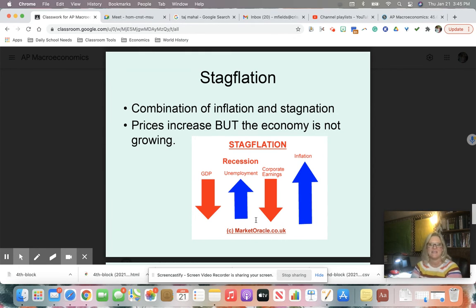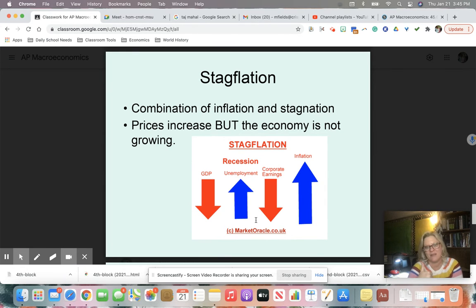This happened in the 1970s. Some of your parents were born around this time. Your grandparents could talk to you about the increase in prices that happened in the 70s, especially with gas. There were embargoes with gas as well, and there were long gas lines. Interest rates were really, really high. Prices just skyrocketed during the 1970s, but the economy wasn't growing. So this is a huge problem.